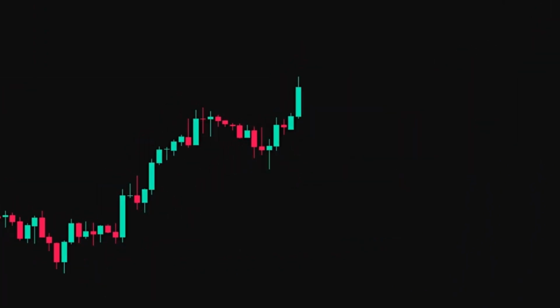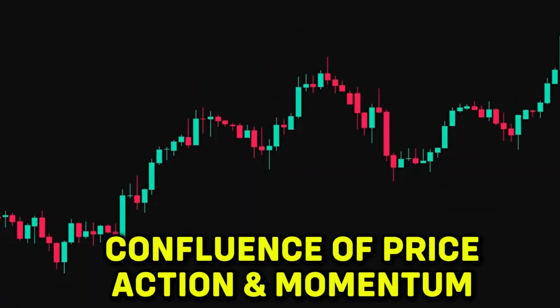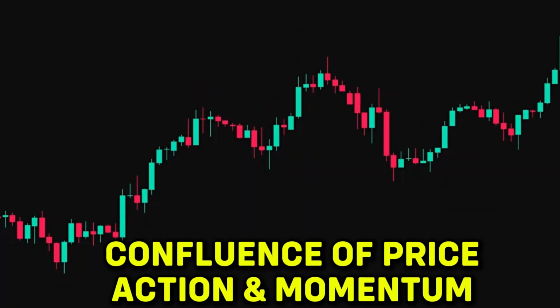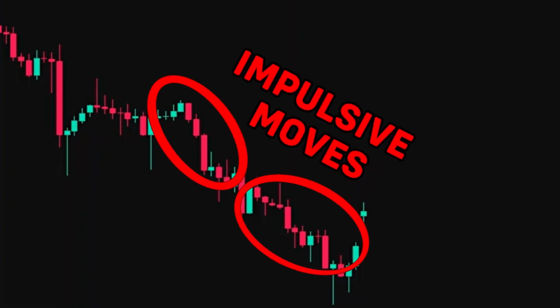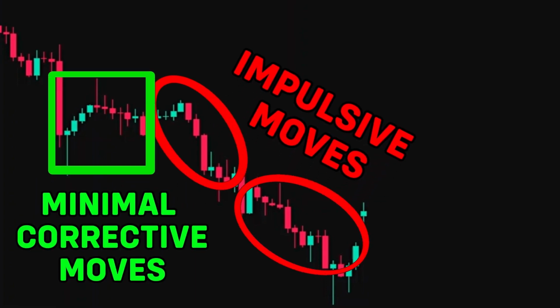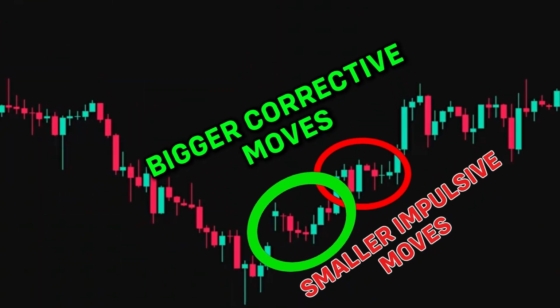Now that you've mastered the basics of reversals, let's move on to the reversal trading strategy itself. We will use the confluences of price action and momentum to trade the reversals. So, here we have the chart of the market. We're seeing a pattern of increasingly strong impulsive moves, followed by minimal corrective activity, a sign of bearish momentum. But now it is making smaller impulsive moves and bigger corrective moves.